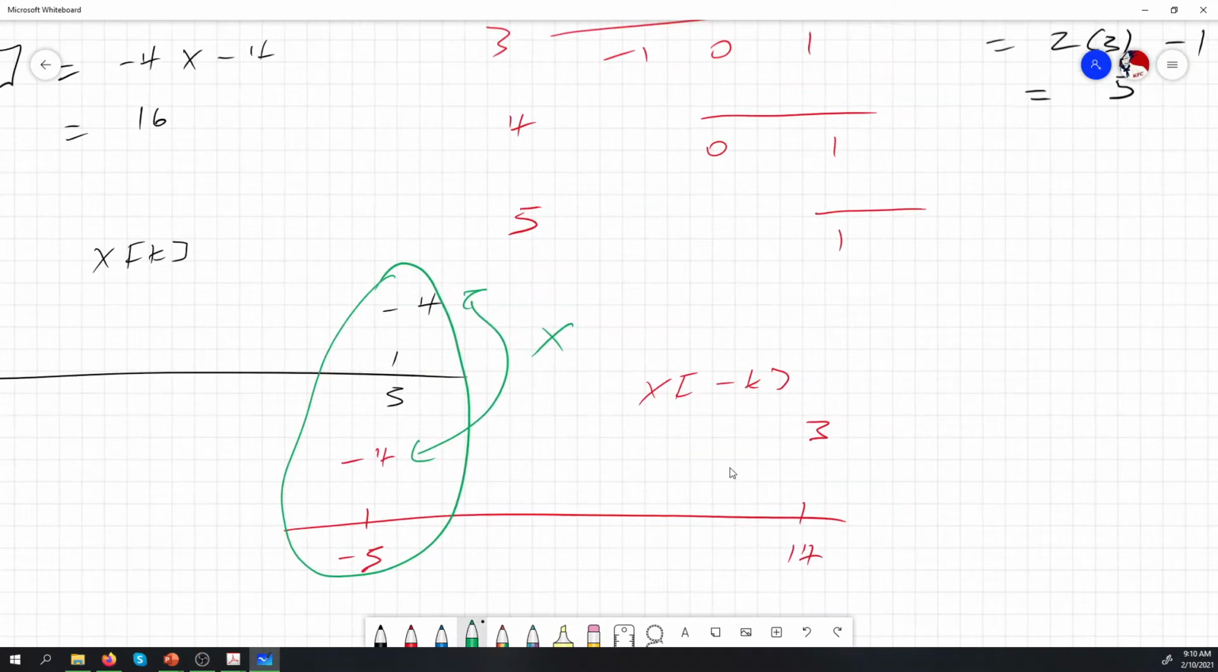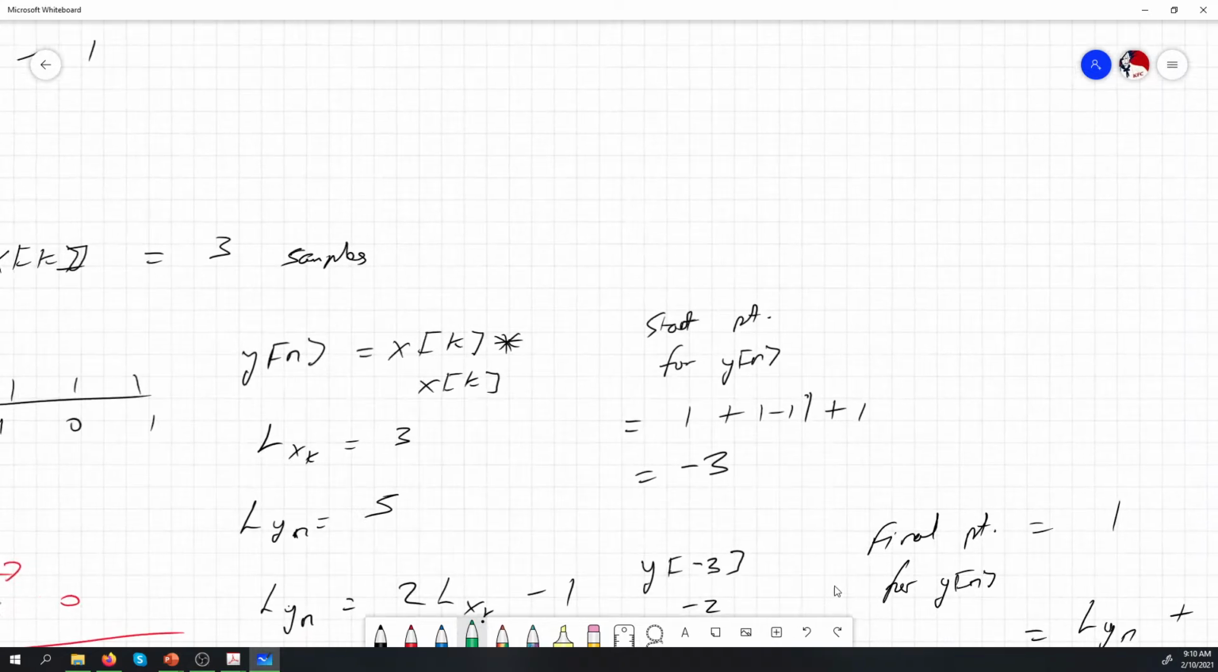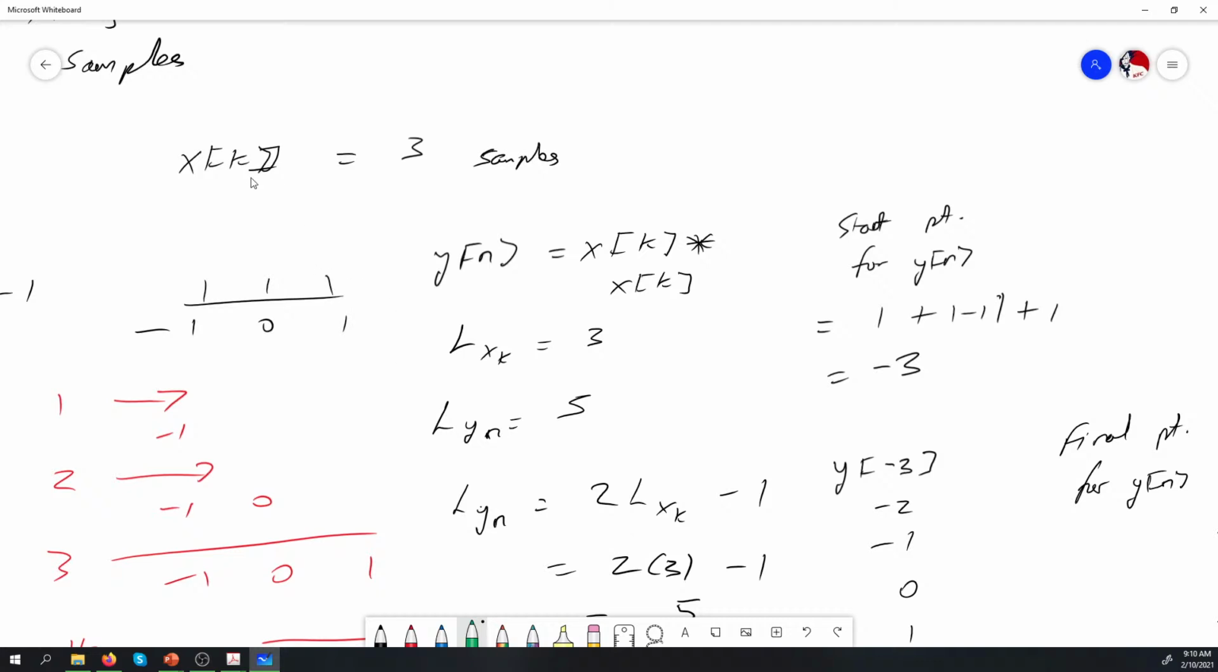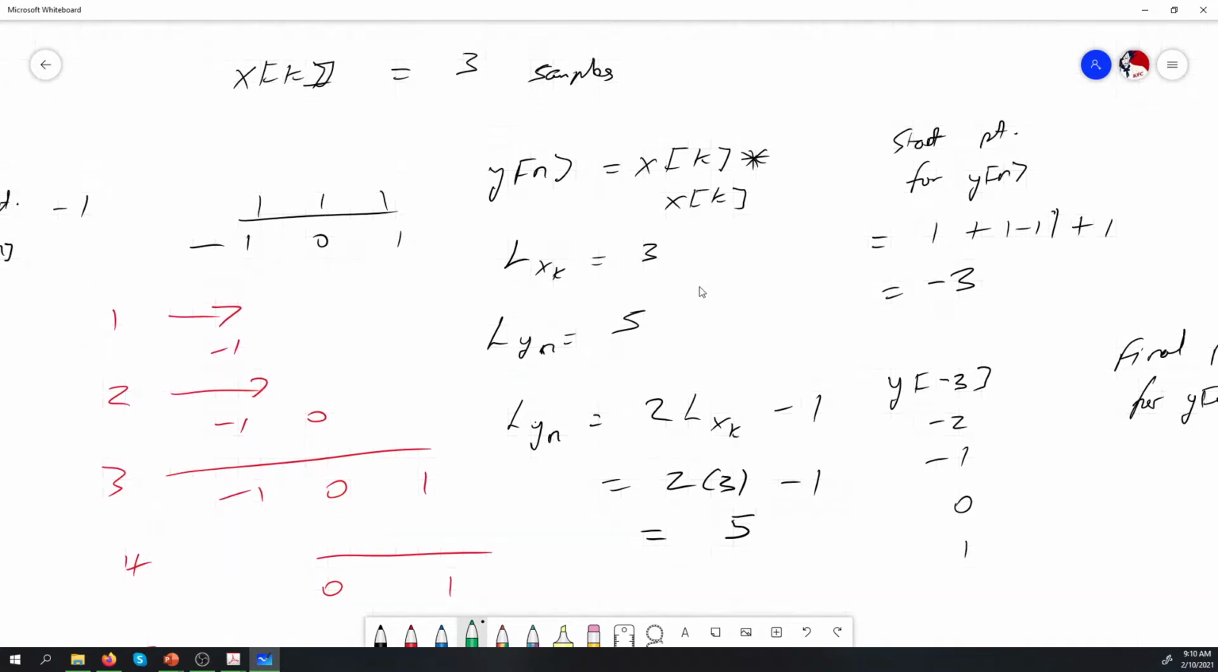Right, so the reason why we subtracted the 1 here, let's go back to the generic example that we just had. The x of k for this generic example only had 3 samples. And when we calculated the start point of this x of k, it would have been 1 plus the magnitude of -1 plus 1, meaning -3, right? And then because we know that the length of y of n, if we were dealing with this x of k, would have been 2 multiplied by the length of x of k minus 1, we know that the length here is going to be 5.